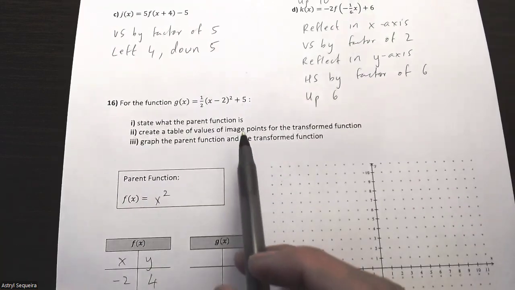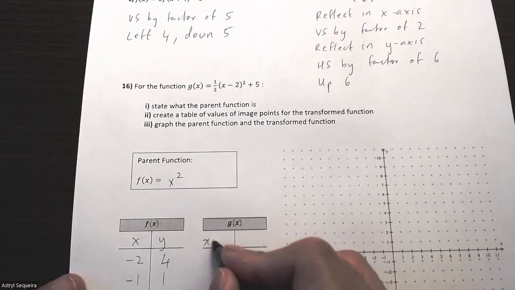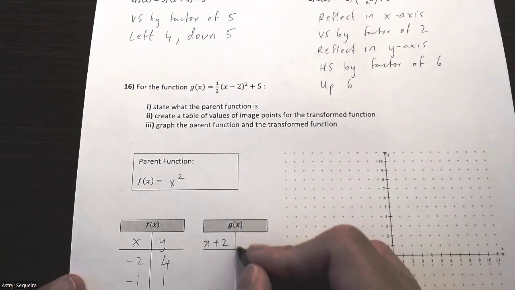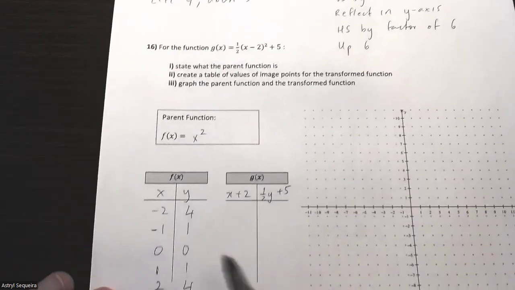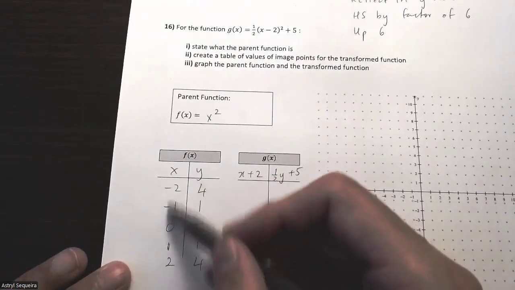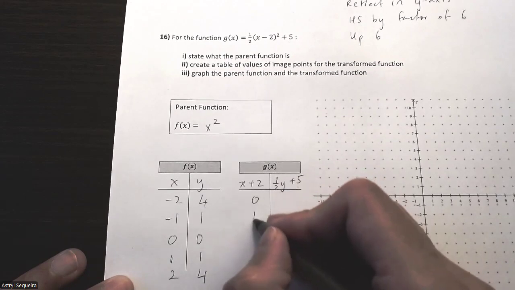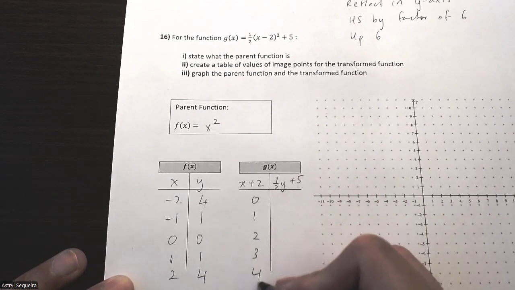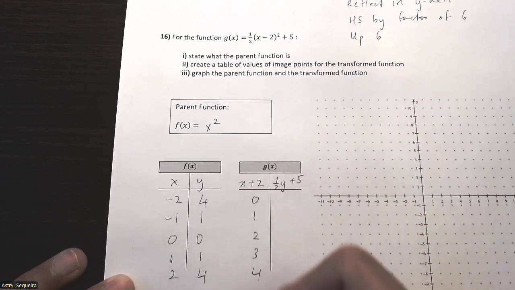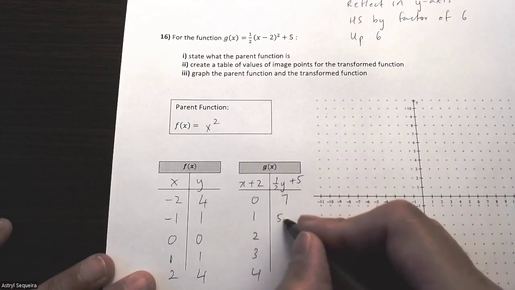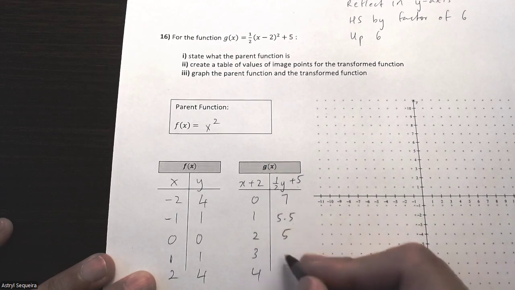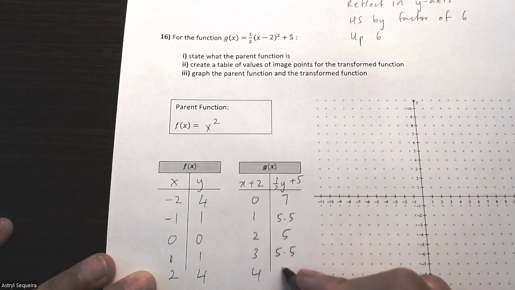I'll do my mapping rule over here. So for the x, it's just x plus 2. For the y, it's 1/2y plus 5. And then I'm just going to map the x points. I'm going to add 2 to all the x points. So I'll have 0, 1, 2, 3, 4. I'll do this calculation for the y values. So that's just 7, 5.5, 5, 5.5, 7.